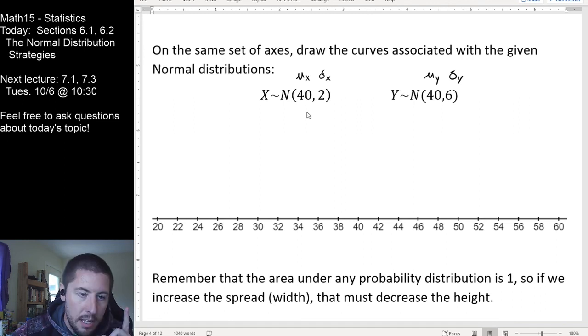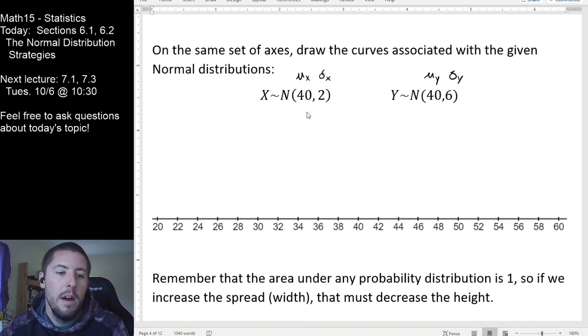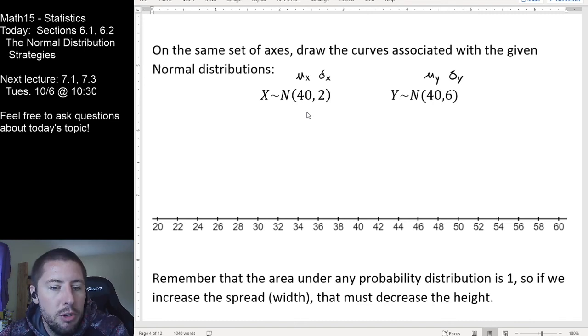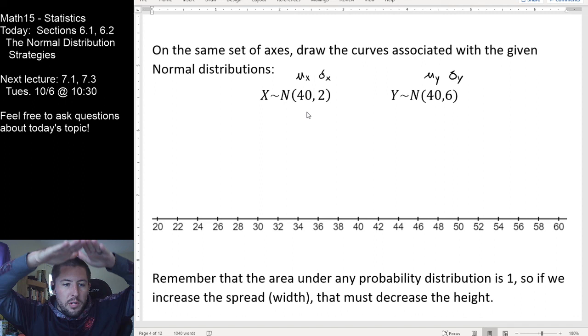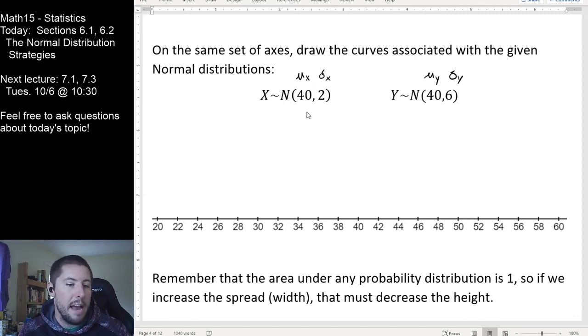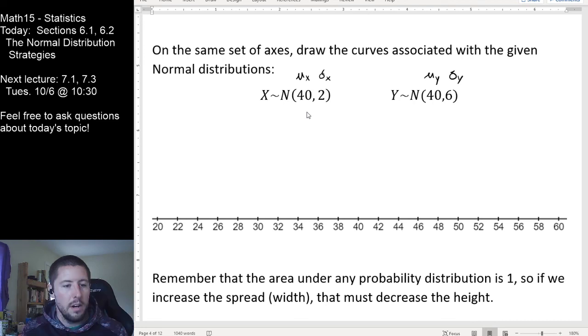And here is the big key. Read the sentence that's at the bottom of the screen right now. Remember that the area under any probability distribution is 1. So if we increase how spread out the data are, then it's going to result in the bell-shaped curve being lower and flatter, because the area is fixed at 1. We are always going to have a grand total of 1 square unit as the area underneath any bell-shaped curve. So the more spread out it gets, just imagine that you're literally pulling it wider. It should therefore be getting, in a sense, shorter over that process.